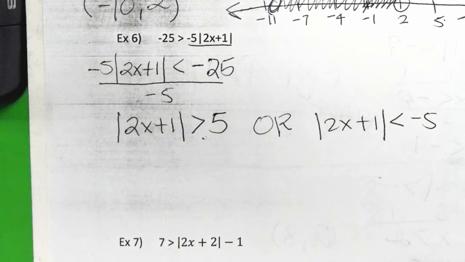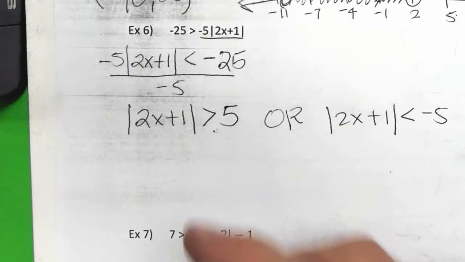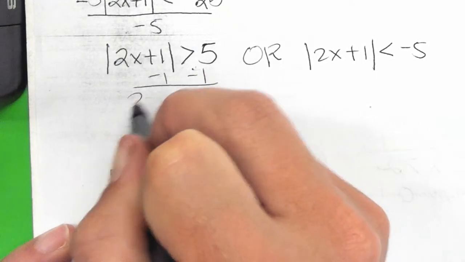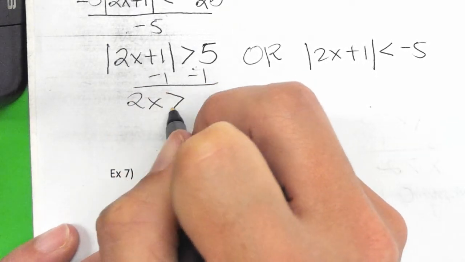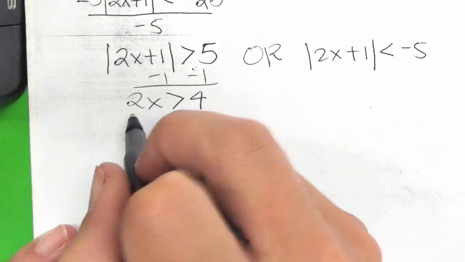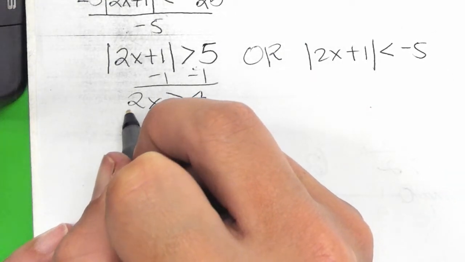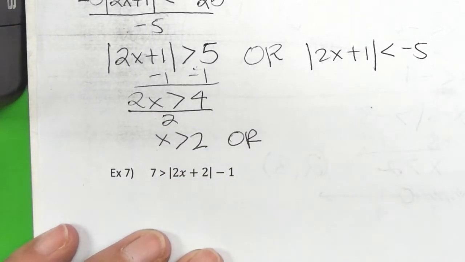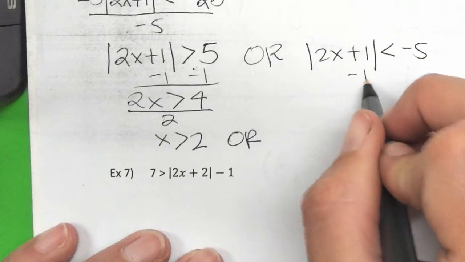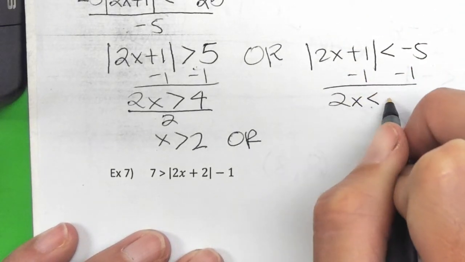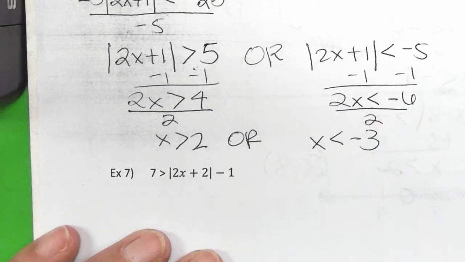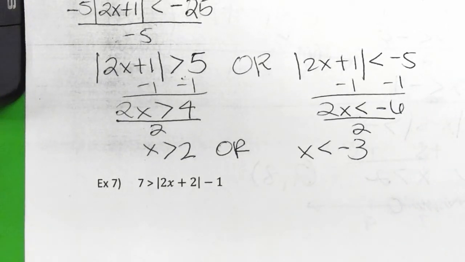Alright, so on this one, Bailey, what will we do first to get x by itself? Very good, and we get 2x is, very good, then we would. Good, so x is greater than, very good. Or, Lyric, what do we do from here? Subtract the 1. Good. You get 2x is less than negative 6. And you divide by 2, and you get x is less than negative 3. Very good. Questions?